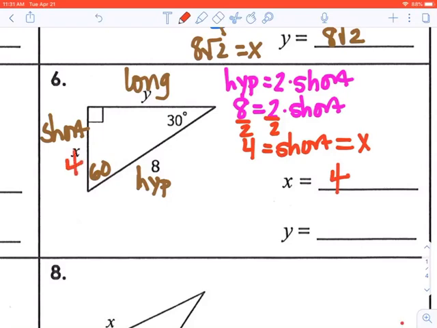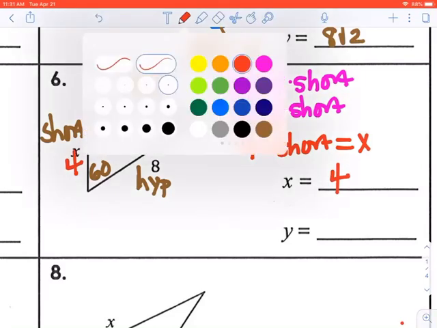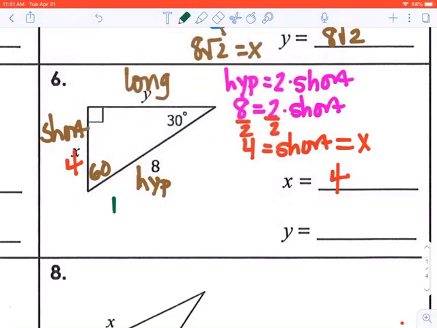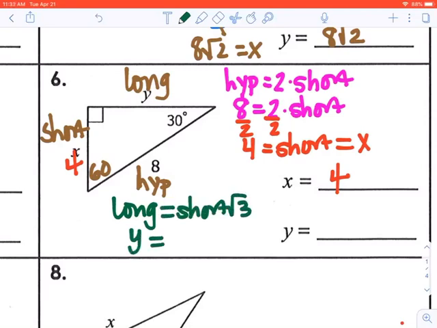So we know x is 4 here. Now that I know the short leg, now I can do the long leg. So you have to start with the number you know. You knew the 8 was the hypotenuse, so that is the formula I used. And so now I can do long leg equals short leg times square root of 3. My long leg is the y value. The short leg was 4, and that's 4 rad 3. And so there we go. We have completed the triangle to find x and y. Okay.